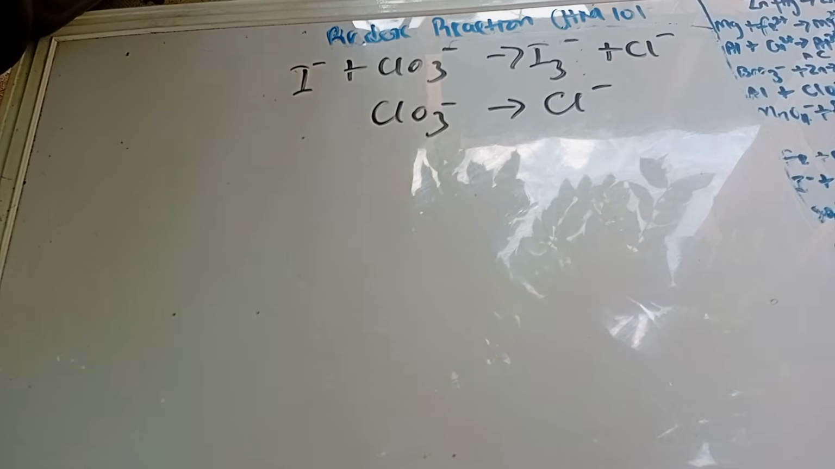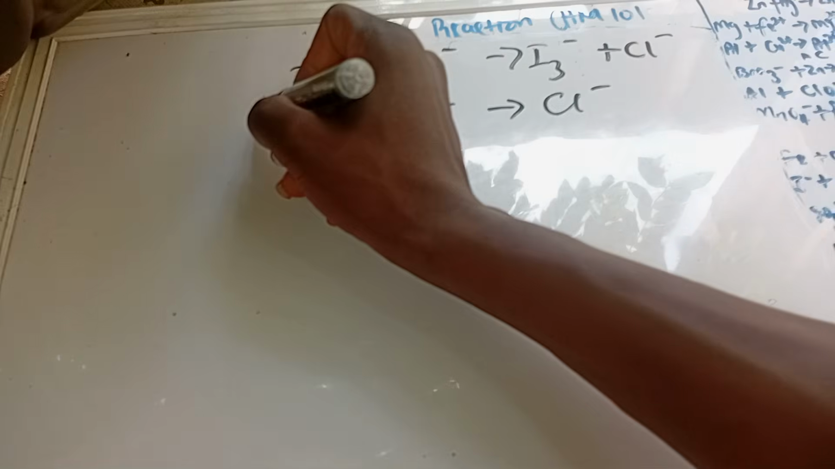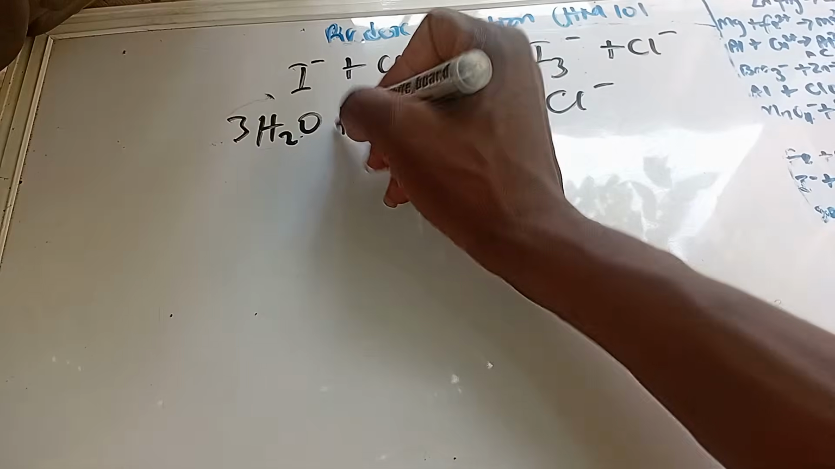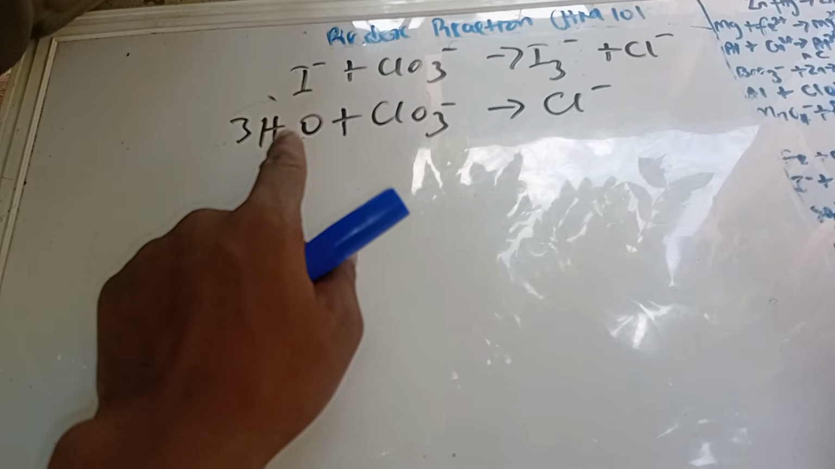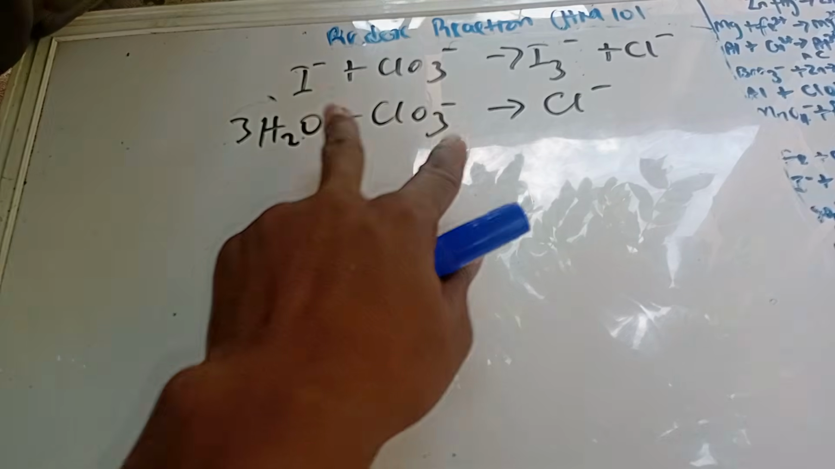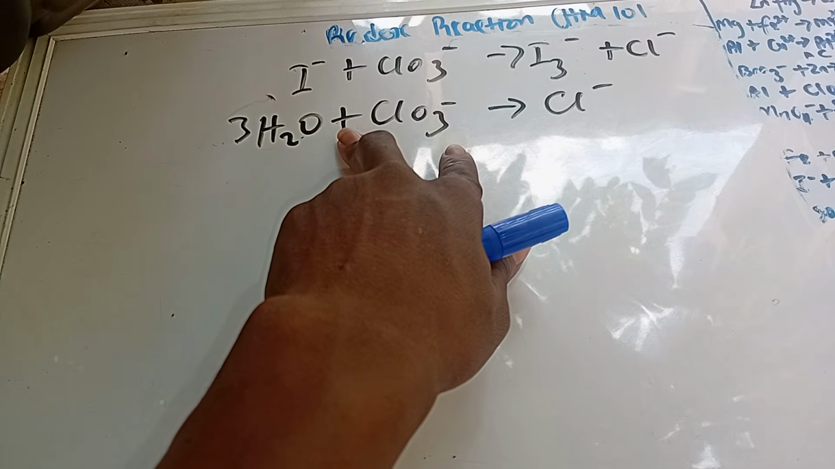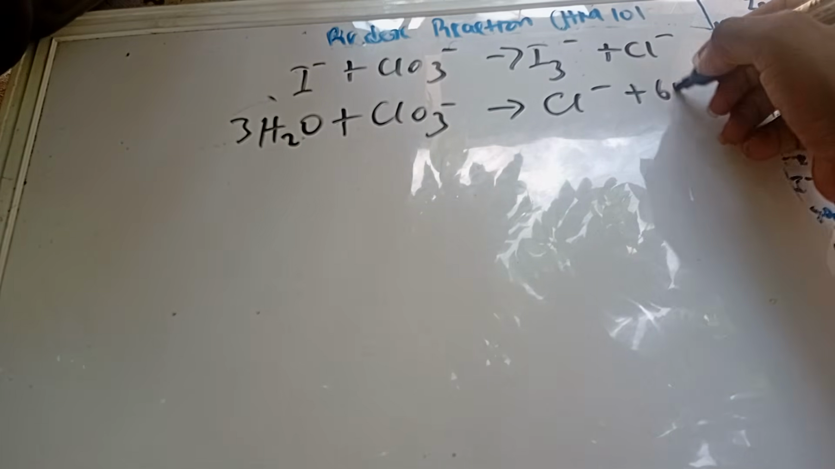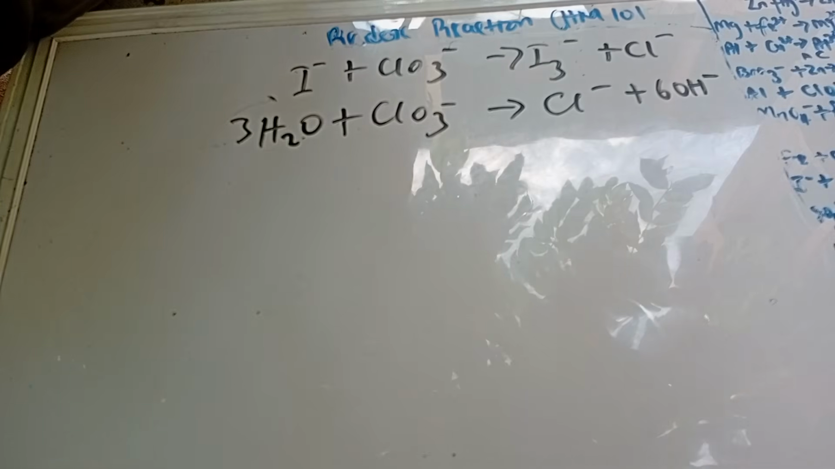Now this is a basic medium, not acidic medium. So you are adding water to the side with more oxygen. If it's acidic medium, you're adding water to the side with less oxygen. Do you get? So this is going to become plus what? 3 molecules of water. How many oxygen do we have on this side now? We have three and three, that's six, right? How many hydrogen? We also have six. So on this side, you are going to add what? 6 OH minus. It's balanced now.